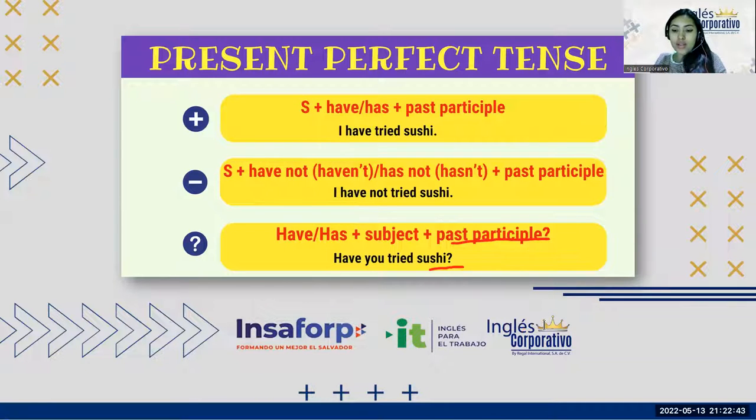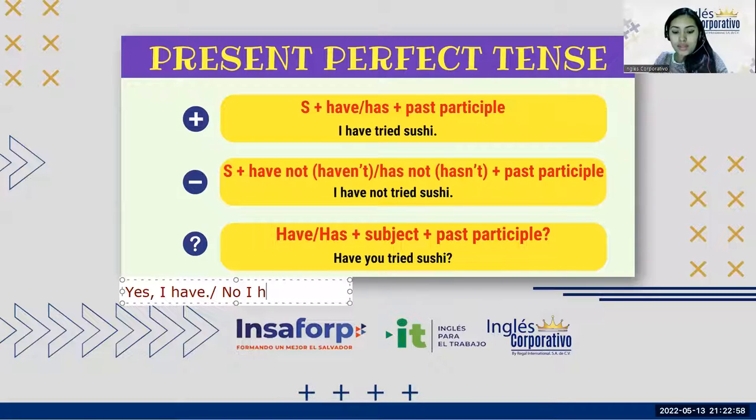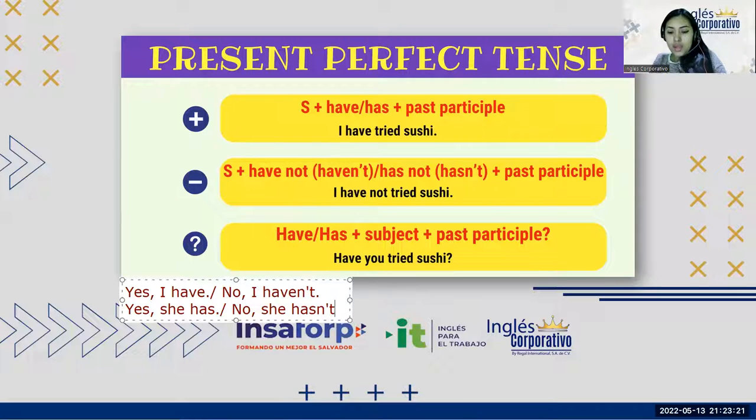Sorry que no lo escribí bien ahí, guys. Déjenme lo pongo de nuevo. Aquí lo vamos a poner. Yes, I have. No, I haven't. Yes, she has. No, comma, she hasn't. That will be the way that you answer. Okay, guys?